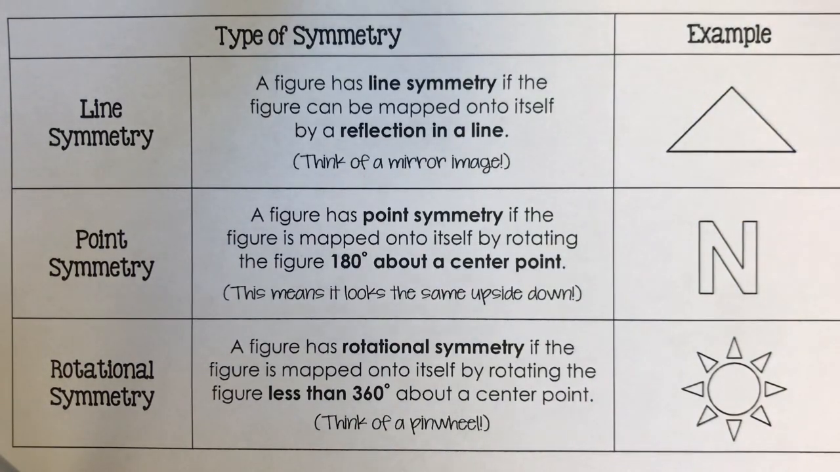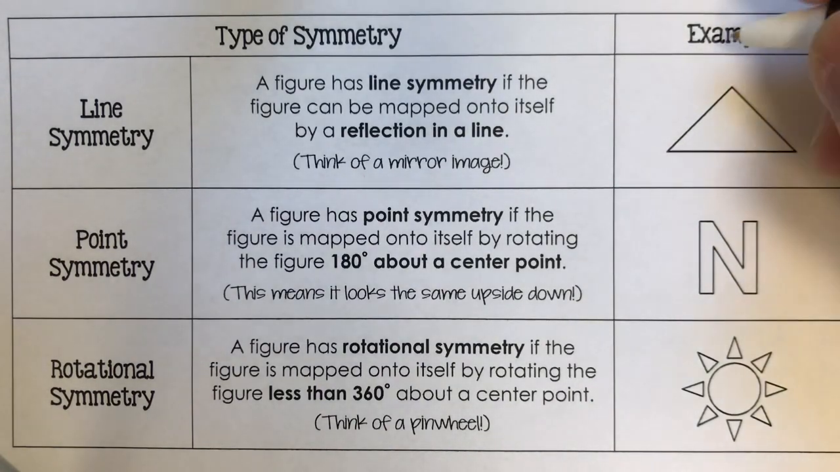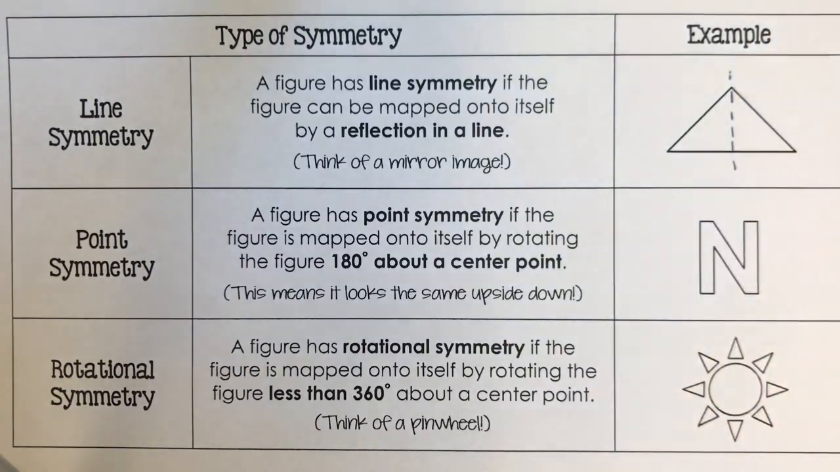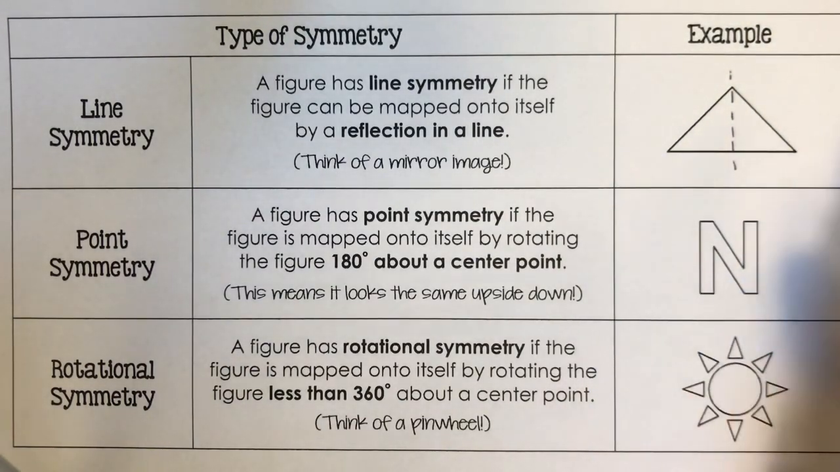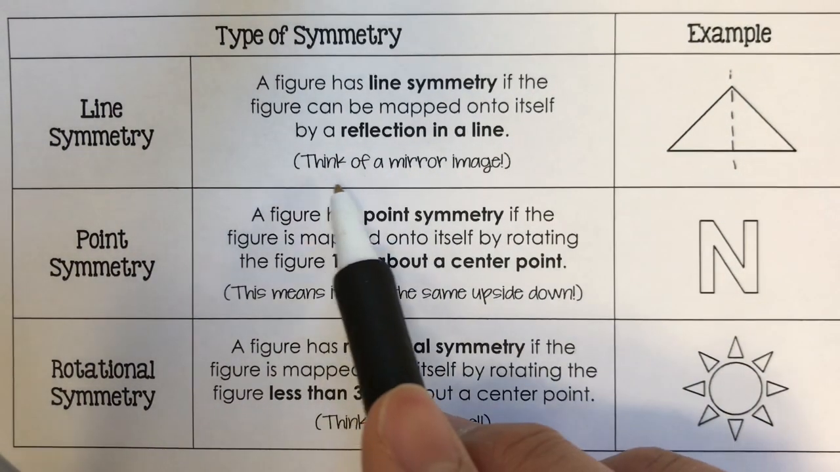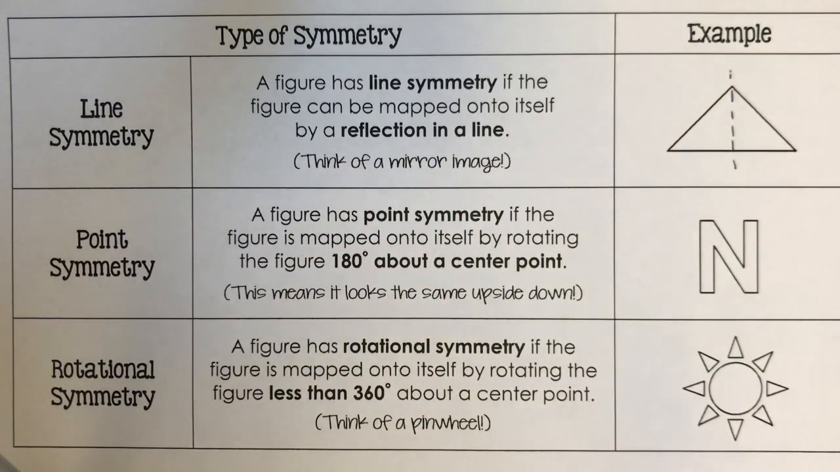It has line symmetry because if I draw in a line of symmetry down the middle here and I reflect the left side onto the right, it maps onto itself, right? And so like it says here, think of it as a mirror image.